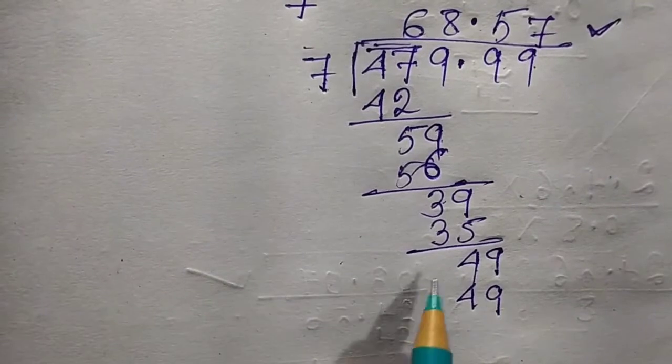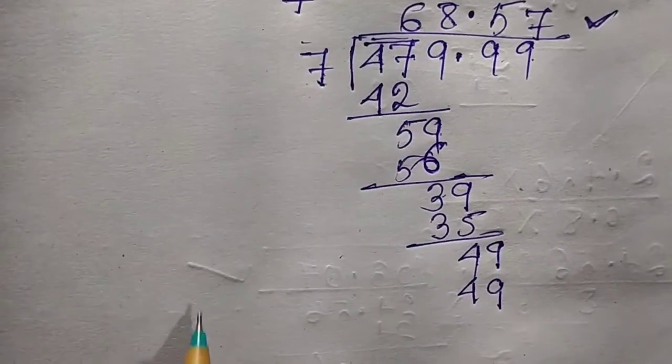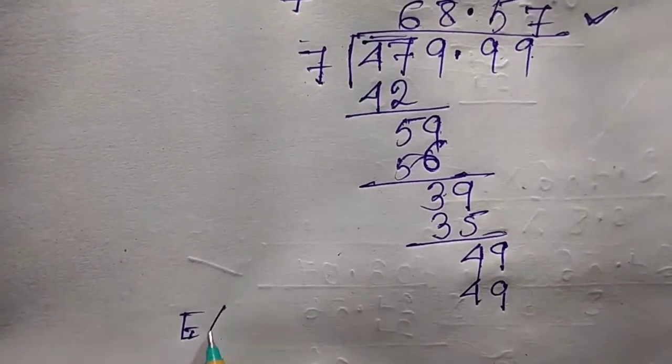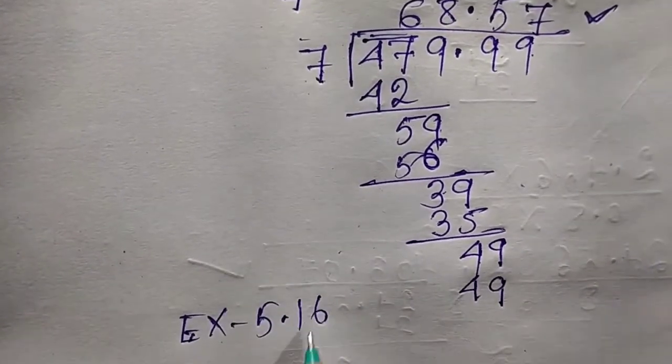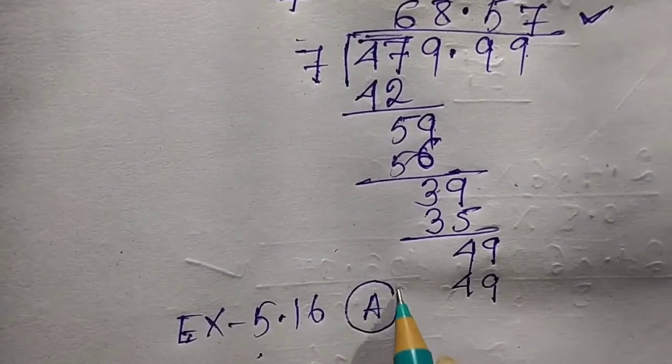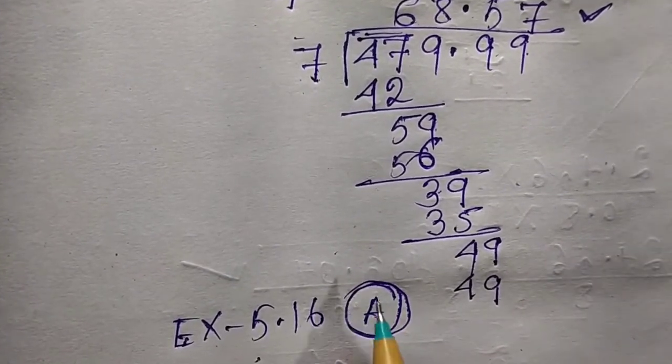Now is it clear to everyone? Now you have to solve all the problems of exercise number 5.16, only A. So your homework is 5.16 only A, not B. Okay?